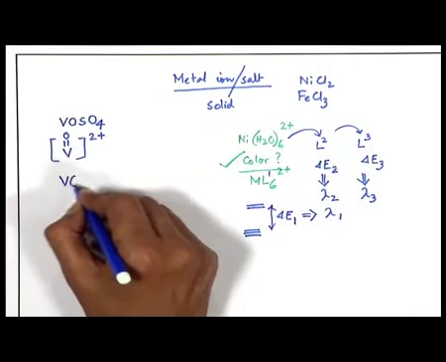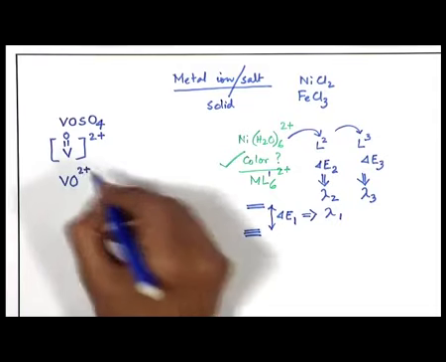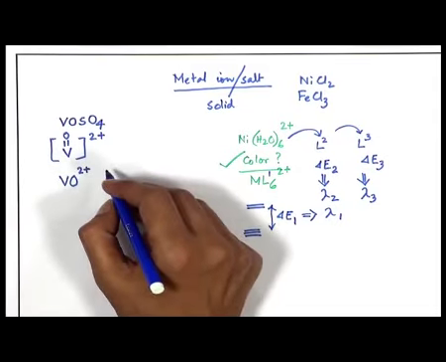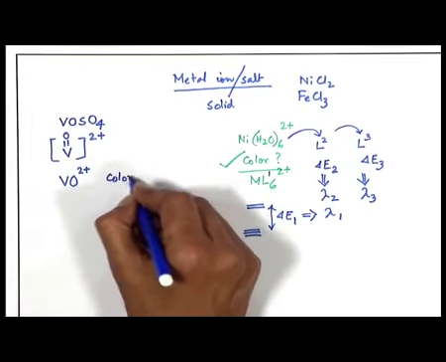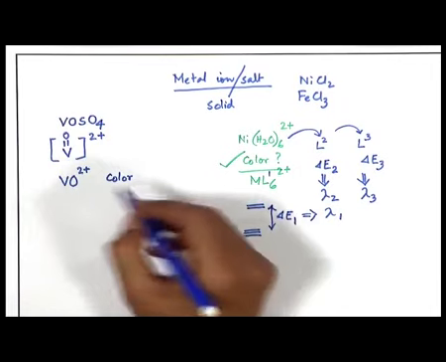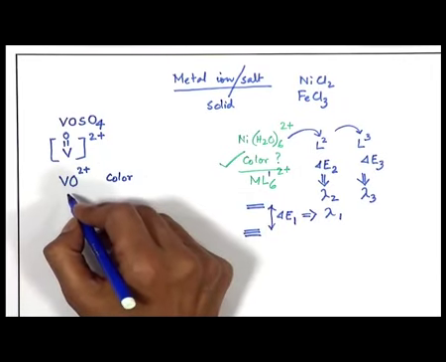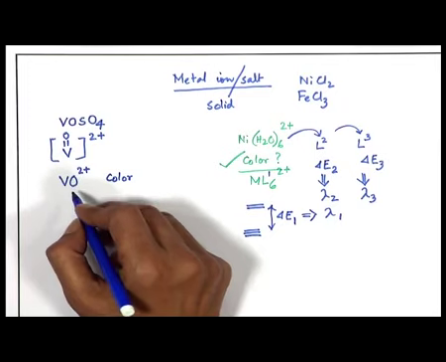So, we get basically the VO2+ species, which is the vanadium ion. The vanadium ion has a particular color. We know the salt color also if we just dissolve it. Similarly, for the other species, we can find out that the corresponding species is there.